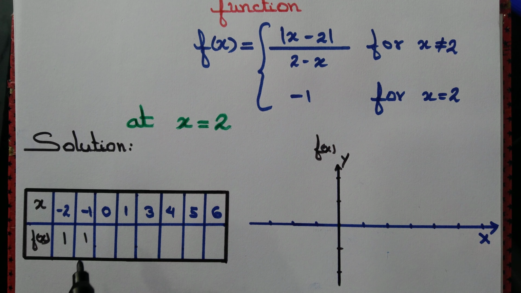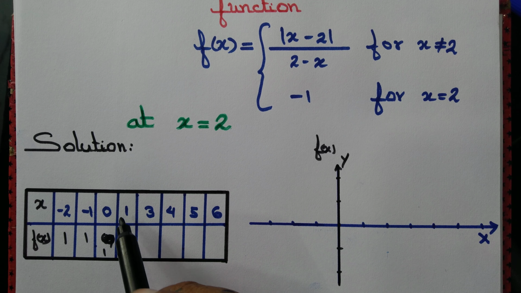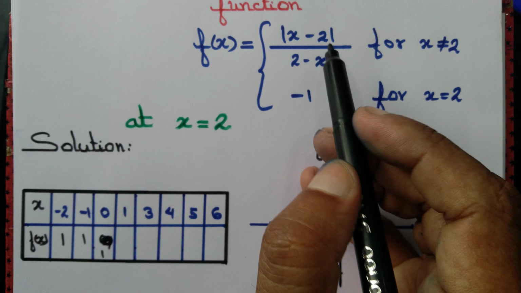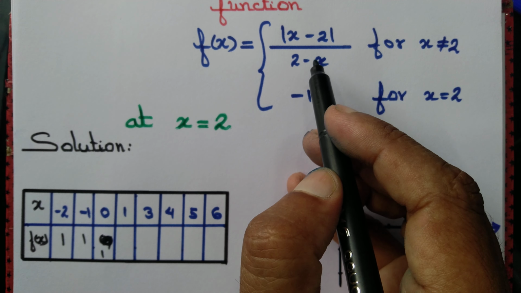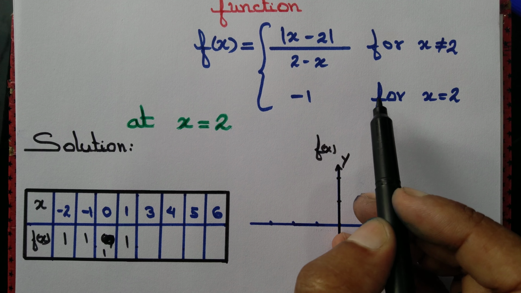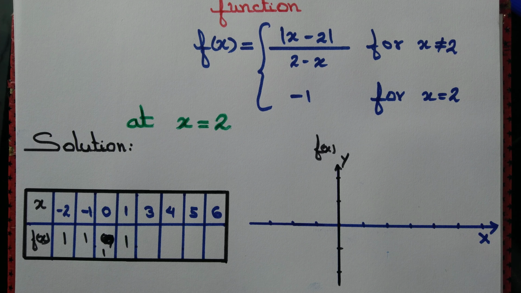For x equal to 0, again we get f(x) equal to 1. For x equal to 1, 1 minus 2 is −1, mod of −1 is plus 1, and 2 minus 1 is 1, so 1 by 1 is again 1. However, the function is simply equal to −1 for x equal to 2.